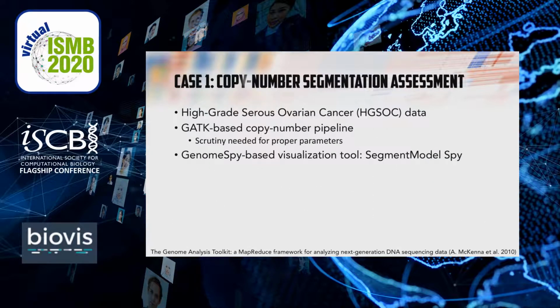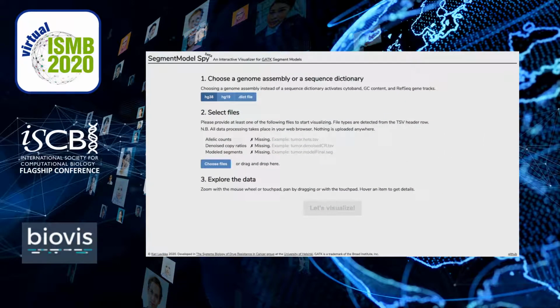Now I show an example of a concrete application that employs the grammar. High-grade serous ovarian cancer is largely copy number driven. Parts of the genome are repeated and some have been lost. Identification of the aberrant regions from next-generation sequencing data can be accomplished using the Genome Analysis Toolkit. To allow for better scrutiny of the results, I created a GenomeSpy-based visualization tool. Let's open the tool and some data files.